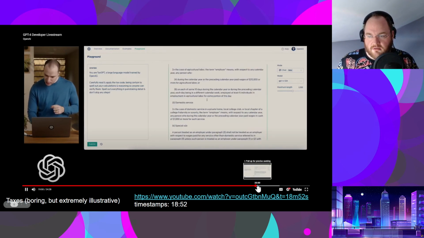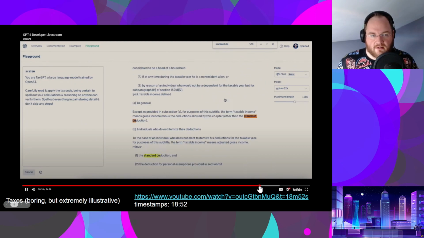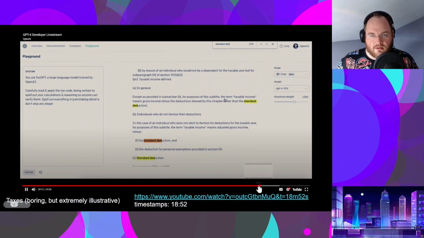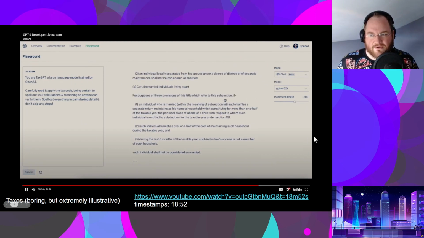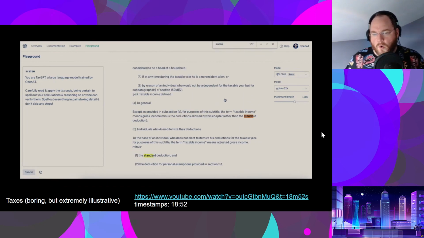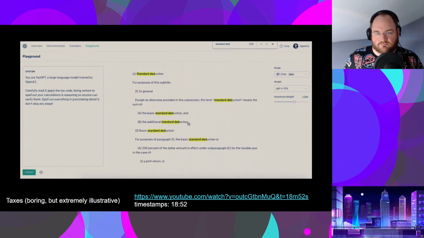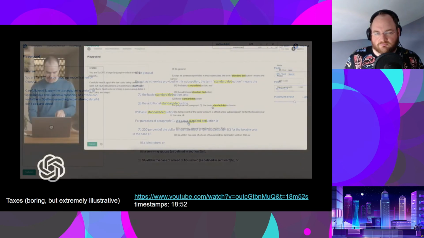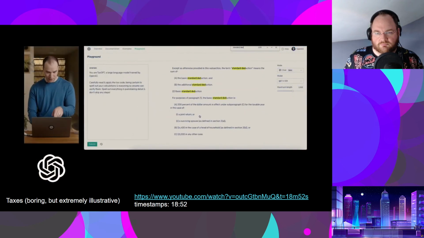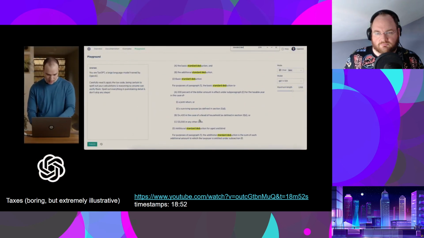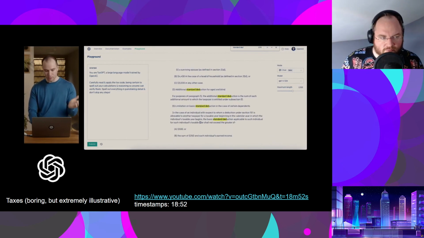So I pasted in the basic standard deduction. Sorry. There we go. While the model is chugging, I'm going to solve this problem by hand to show you what's involved. So the standard deduction is the basic standard deduction plus the additional. The basic one is 200% for a joint return of subparagraph C, which is here. Okay, so additional doesn't apply.